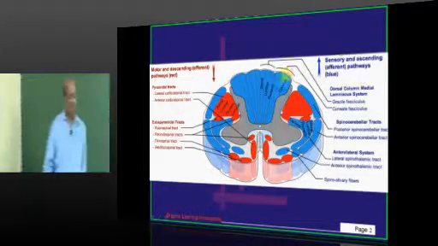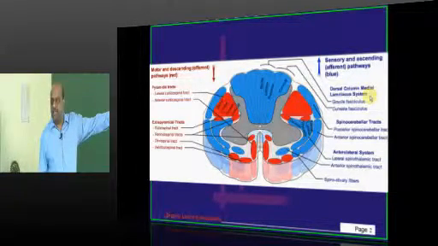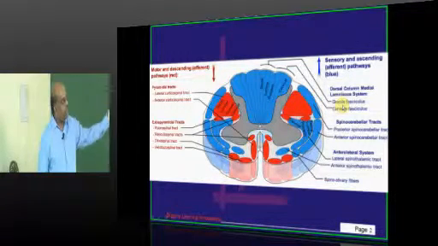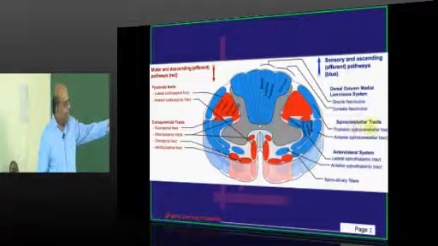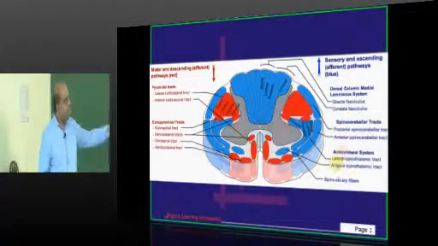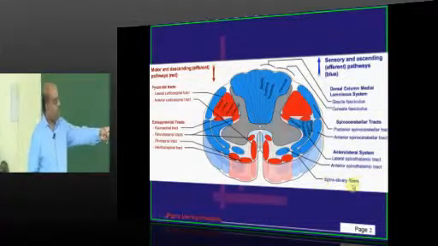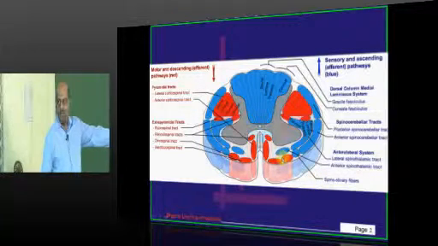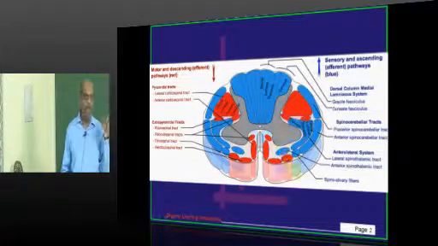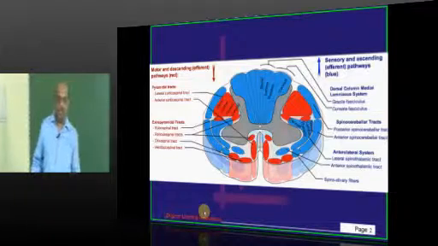Then what are the ascending? We have dorsal columns and medial lemniscus, which is called dorsal column. Then we have spinocerebellar tract, posterior and anterior. Then we have an anterolateral spinothalamic tract, which brings pain and temperature, and then we have spino-olivary fibers, which will keep telling the medulla, and ultimately they will be telling the cerebellum what is happening in the spinal cord.